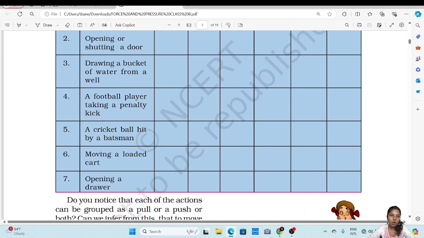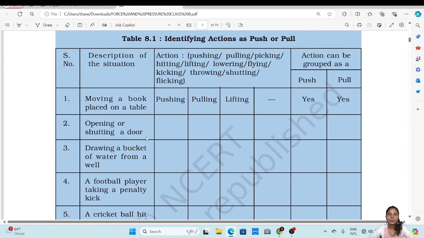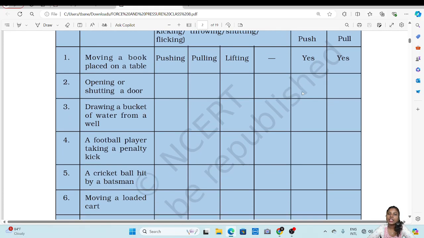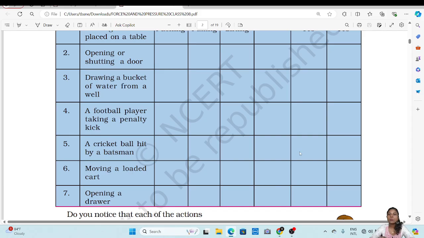Then a cricket ball hit by a batsman. So that will be what? Flying, because the ball will go flying. Then we can even say it is hitting. So in that case, we can again consider it as a push, because the ball is being pushed by the bat. Moving a loaded cart.